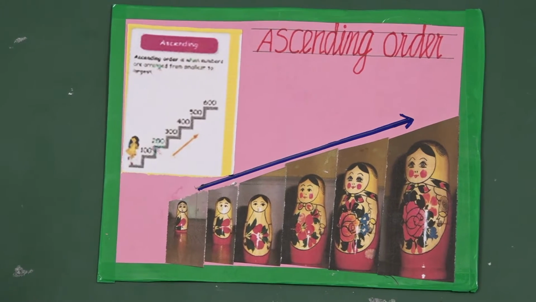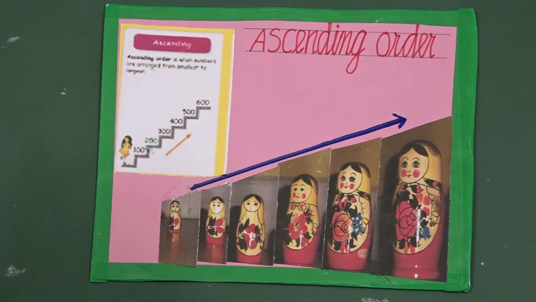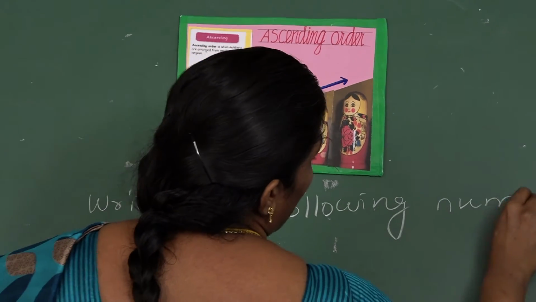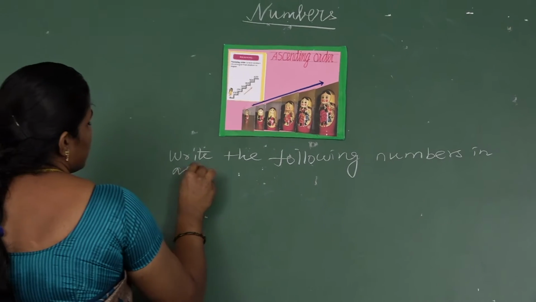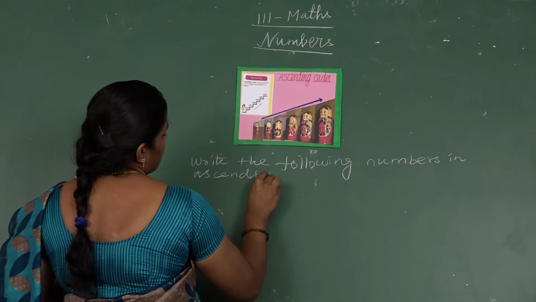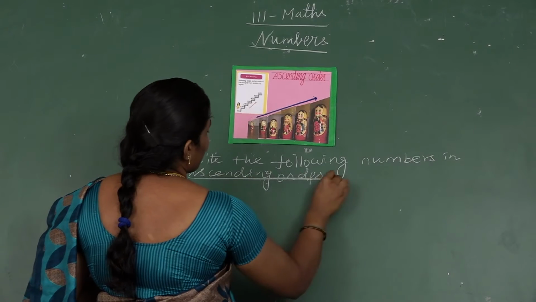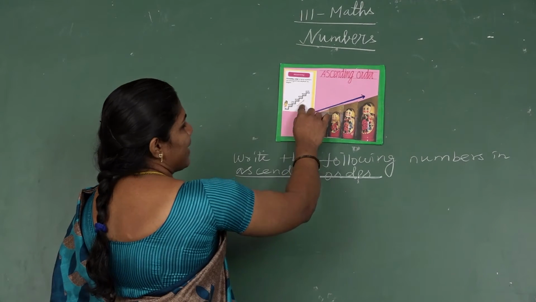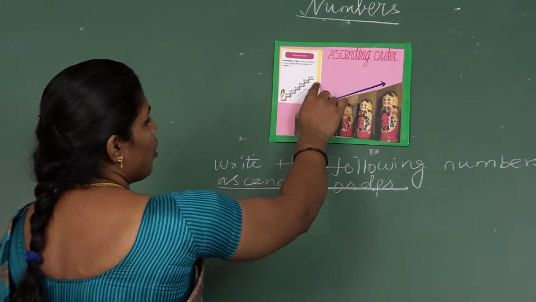Write the following numbers in ascending order. Going up is ascending order. See that line? Going up is ascending order.